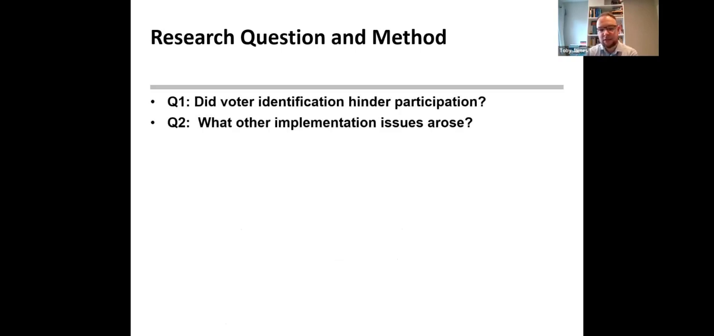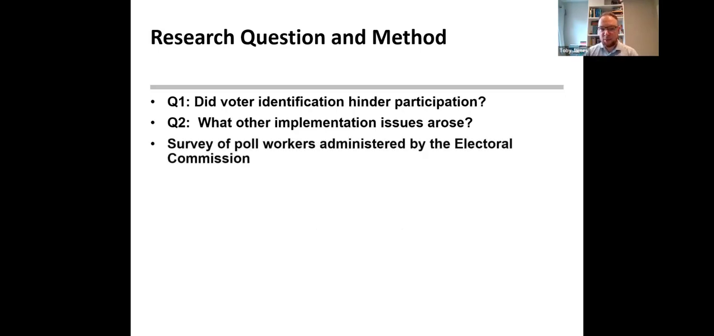What effect did voter ID have in terms of hindering participation? But also, looking at some of the poll workers, what other issues are involved? What other types of problems occur? So we use a survey of poll workers. This was administered by the Electoral Commission, so sincerest thanks to them. It was an online survey that was sent across all local authorities.